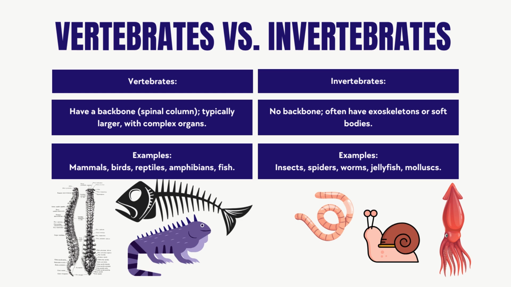So one has a backbone, the vertebrates have backbones. For example, mammals, birds, reptiles, sorry guys. So it's frogs and fish and cows, humans, anything with a backbone and a skeleton on the inside. And invertebrates have no backbone. Often they have an exoskeleton or a soft body, like for example, this earthworm underneath. Examples are insects, spiders, worms, jellyfish, and so forth.